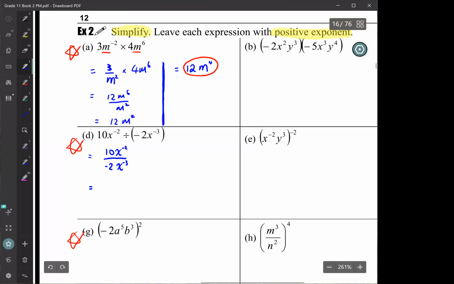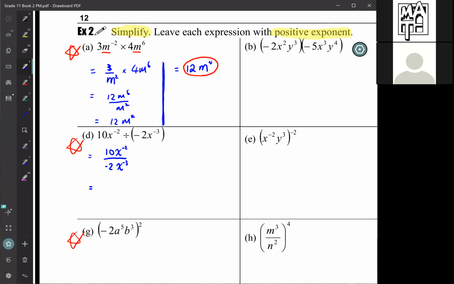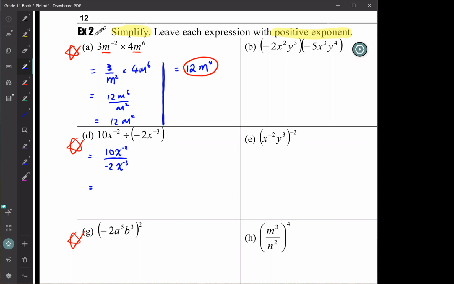Okay, you guys finished yet? Raise your hand if you're done question D. Divide the coefficient, and then the exponents you will subtract. Be careful when you subtract the exponent.